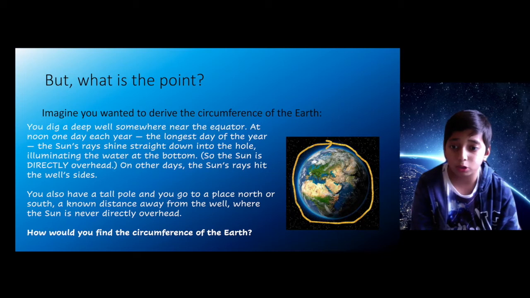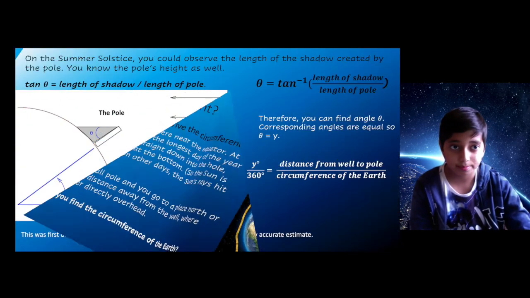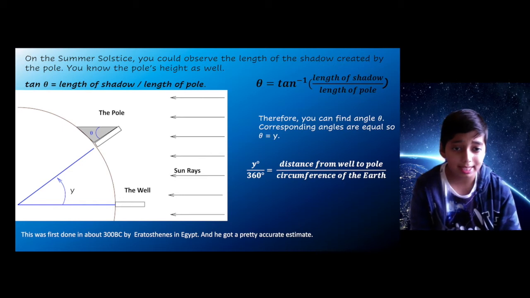You also have a tall pole, and you go to a place, north or south, a known distance away from the well, where the sun is never directly overhead. During summer solstice, you could observe the length of the shadow created by the pole. You know the pole's height as well. Below are 2 equations to find theta. Corresponding angles are equal, so theta is equal to y.